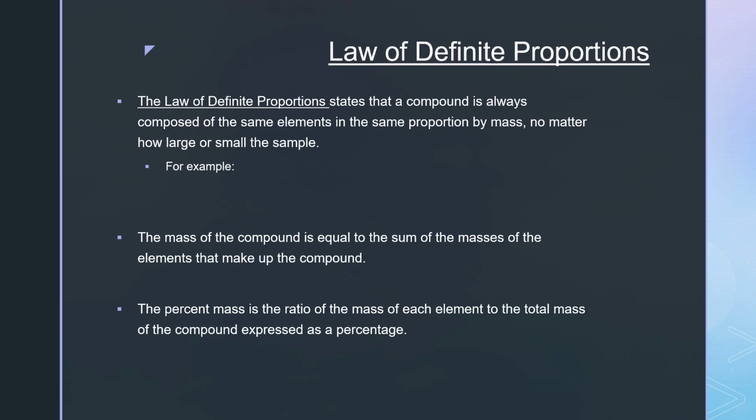All right, the second law that we're going to look at is the law of definite proportions, and it states that a compound is always composed of the same elements in the same proportion by mass, no matter how large or how small the sample. Basically, it doesn't matter if you have 5 grams of water or 5,000 grams of water, it's always going to be composed of H2O in the same ratio, the same percents. For example, water is always 11.19% hydrogen and 88.81% oxygen. Again, it does not matter how much you have, you're going to end up with the same percents as long as it's pure water.